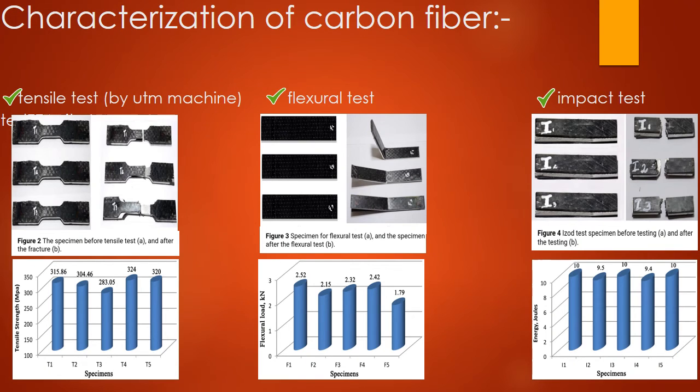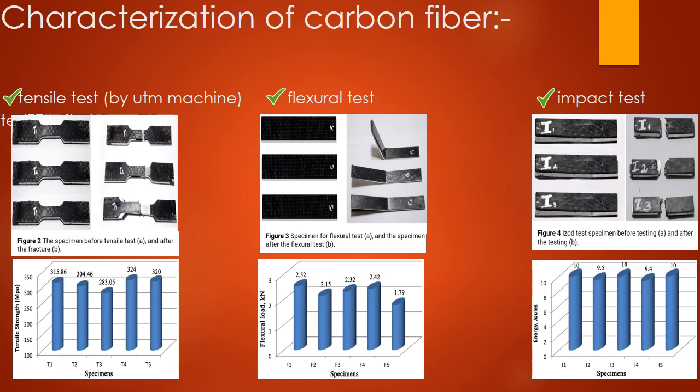Characterization of carbon fiber reinforced aluminum. There are three methods of characterization, starting with the tensile test. According to the figure, different specimens of carbon fiber are cut into the required shape and dimension. The material is fixed in a machine using proper equipment, and then a tensile load is applied till fracture occurs, and the result is recorded in the form of a graph.